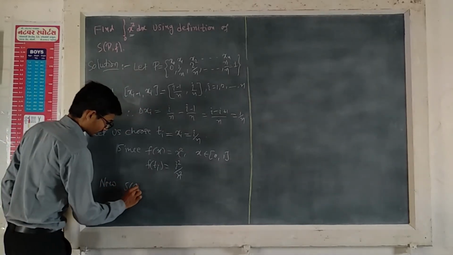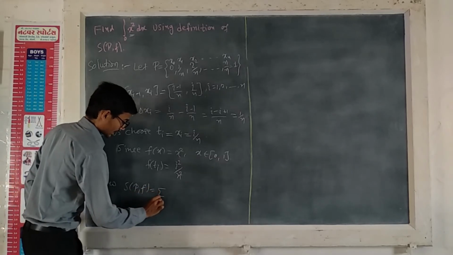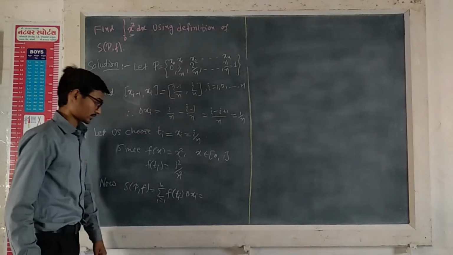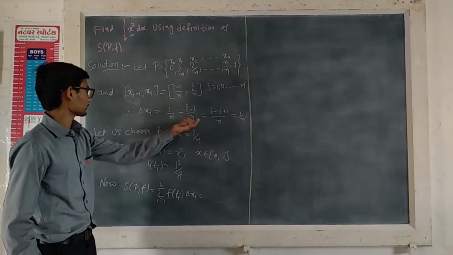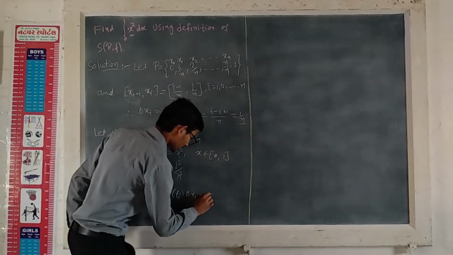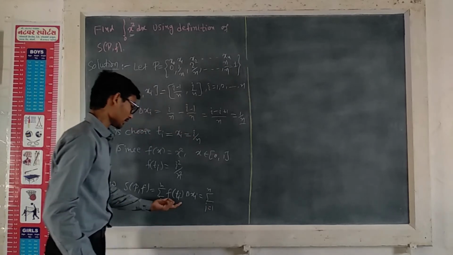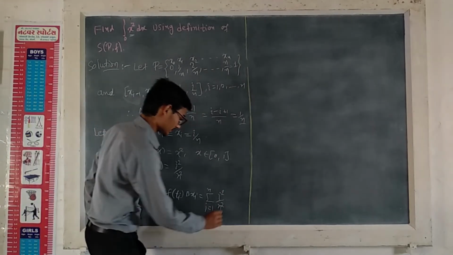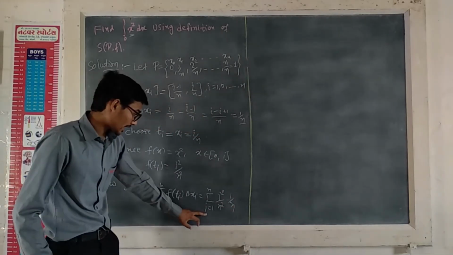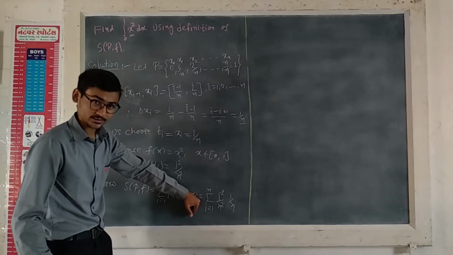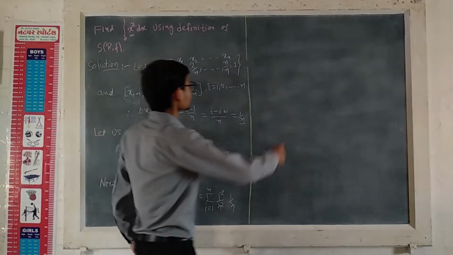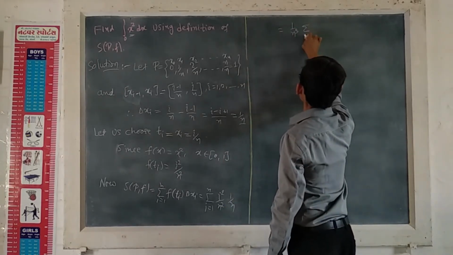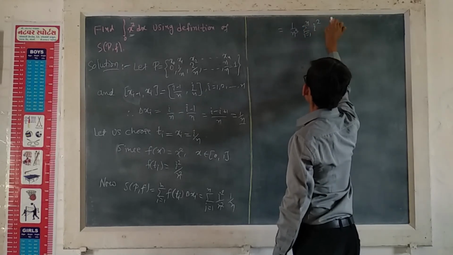Now we want SPF, summation I is equal to 1 to n f of ti into delta xi. We have f of ti into delta xi, where delta xi is 1 upon n. Put this value. The summation I is equal to 1 to n, f of ti is I square by n square and delta xi is 1 upon n. The constant is outside of the summation. That means 1 upon n cube, summation I is equal to 1 to n I square.